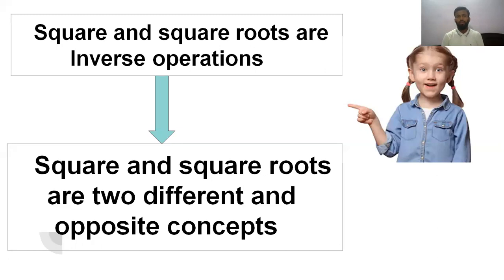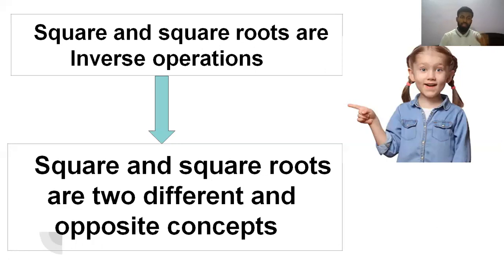A square and a square root are inverse operations, or in simple language, you can say they are two different concepts such that one is opposite to the other. ठीक है, स्क्वायर और स्क्वायर रूट दो अलग अलग चीजें हैं जो बिल्कुल एक दूसरे के ऑपोजिट हैं.